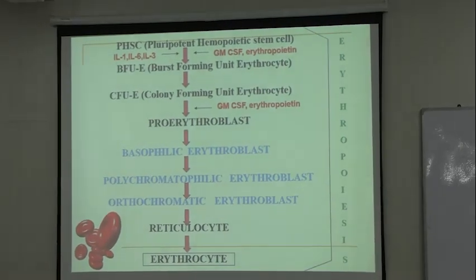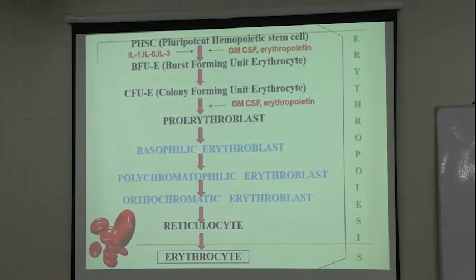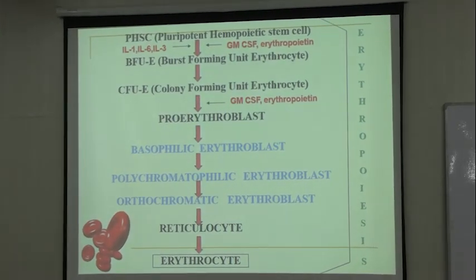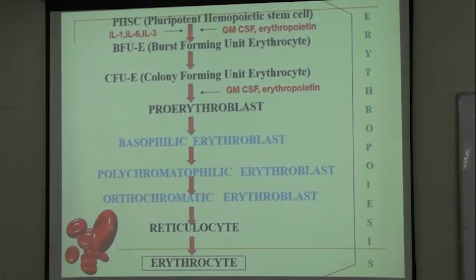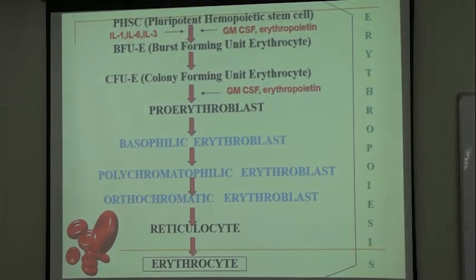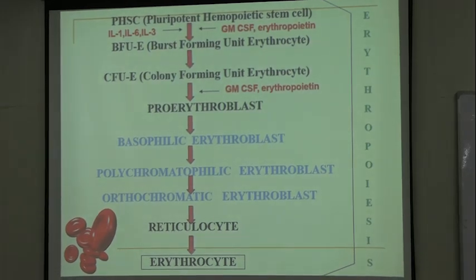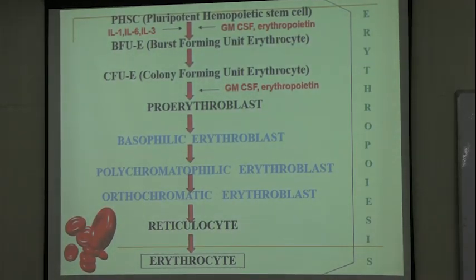What is this? The steps involved in erythropoiesis. If a question comes, there will be a maximum of 6 marks. There are maximum marks for 2 questions, 10, 10. Question number 1 will have 10 marks. Question number 2 will also be 10 marks.